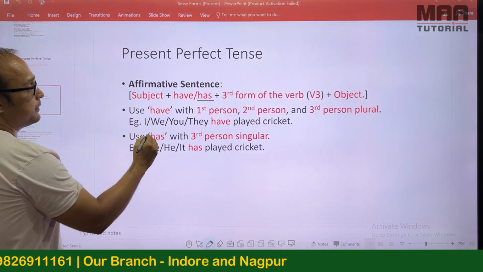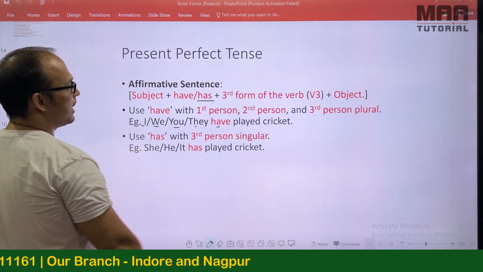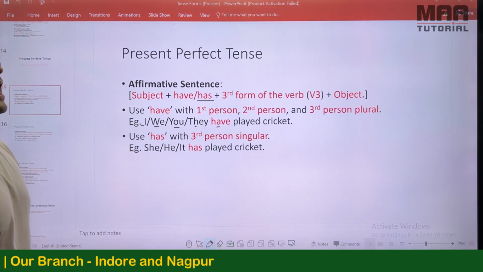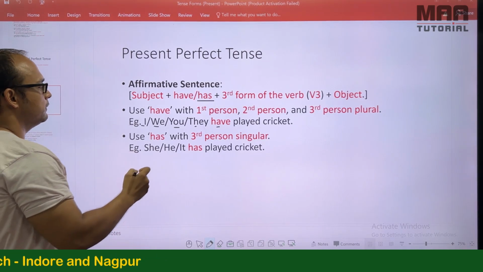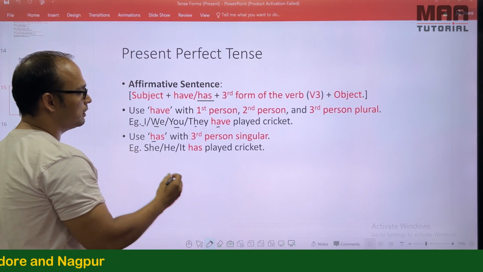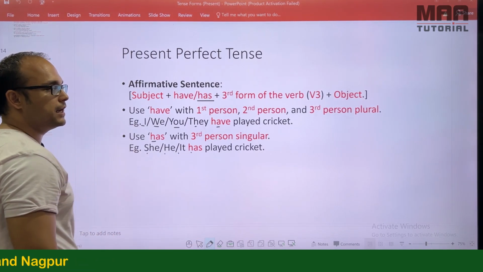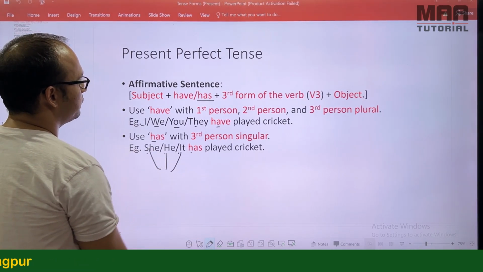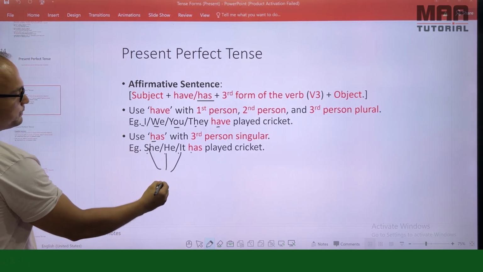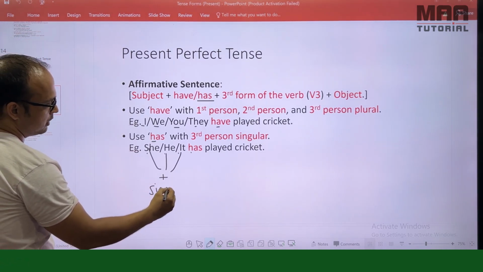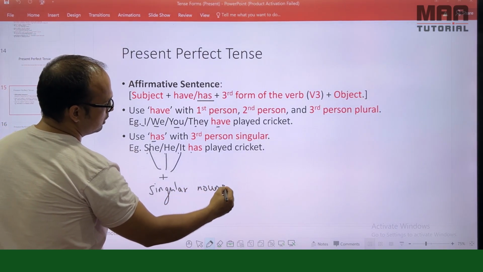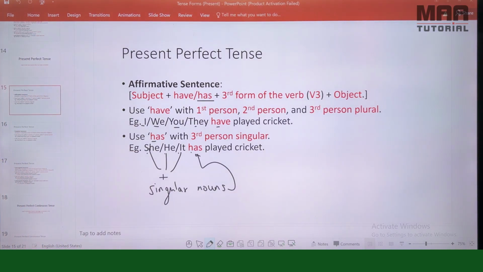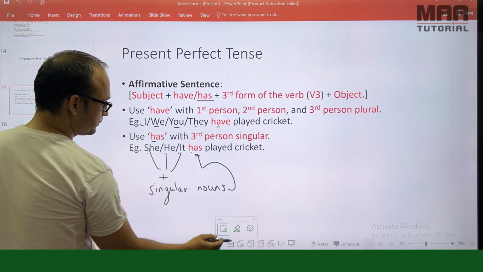For example, if I am using I, we, you and they, we will use have. I have played cricket, we have played cricket, you have played cricket, they have played cricket. But we use has with the third person singular. She, he, it has played cricket. She, he, it are all third person singular pronouns, and the same goes for singular nouns. For singular nouns as well, we use the same auxiliary, has. Ram has played cricket. Has Ram played cricket, etc.